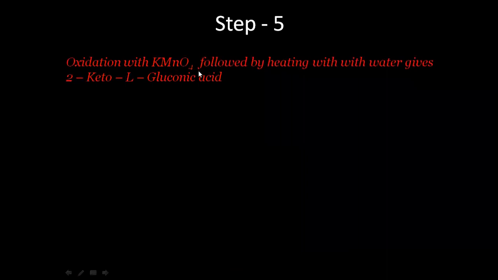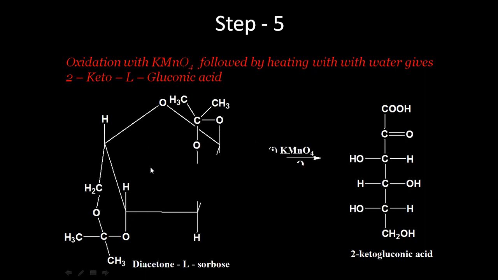So oxidation with KMnO4 followed by heating with water gives 2-keto-L-gluconic acid. So we'll take this and then we'll oxidize. So this particular alcohol, which we have again written in the open chain structure, you can see over here, this alcohol is converting into carboxylic acid and the other alcoholic groups are remaining as they are because we have protected them with the help of acetone by forming an acetal. So that is why we have reacted it with acetone. So we get a carboxylic group.